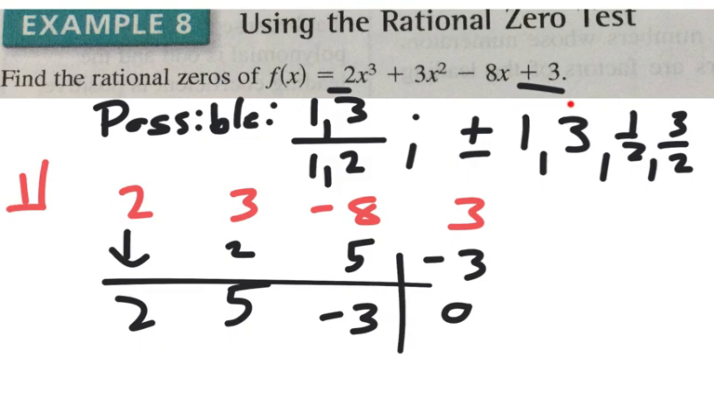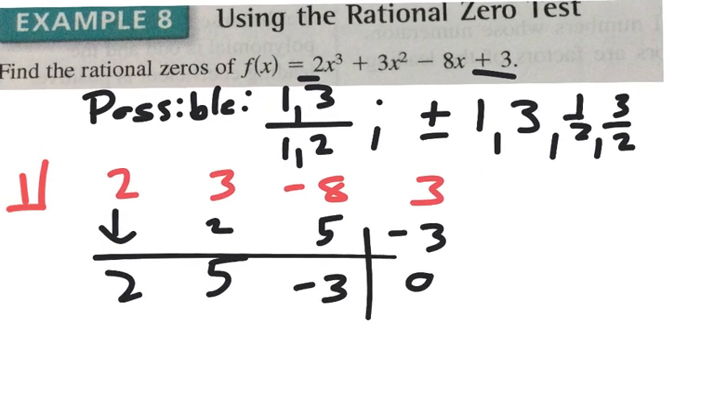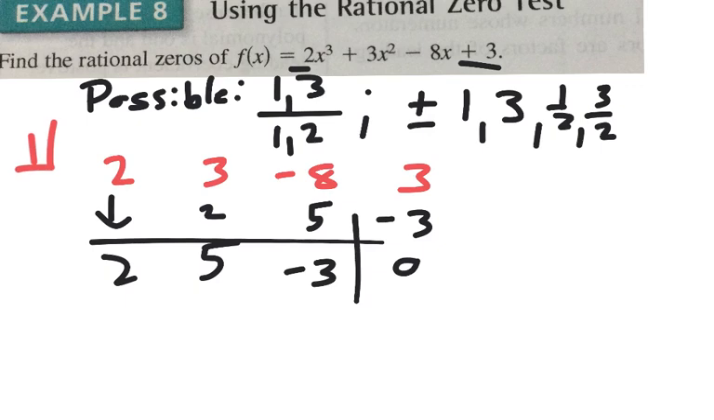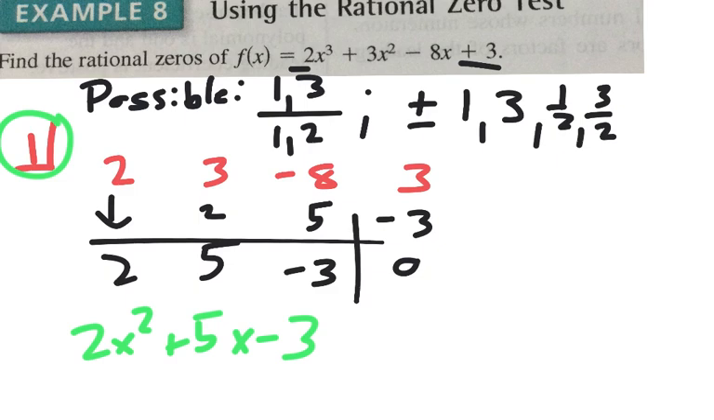1 worked. And so I have found my first x-intercept. It's at 1. And now I'm left with 2x squared plus 5x minus 3. So I would factor to find the remaining ones.